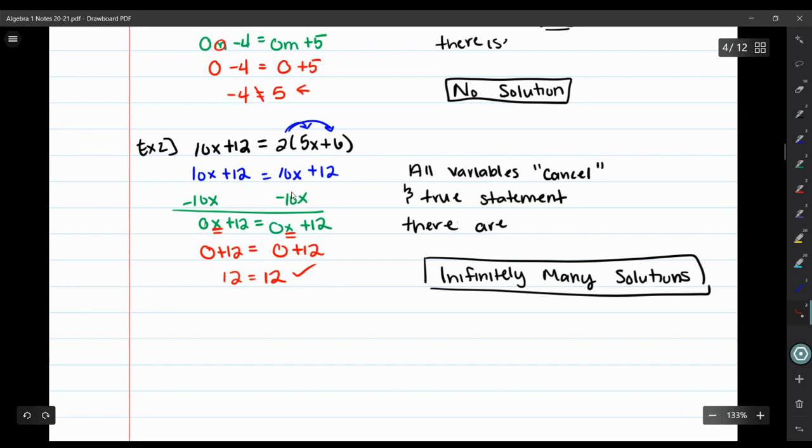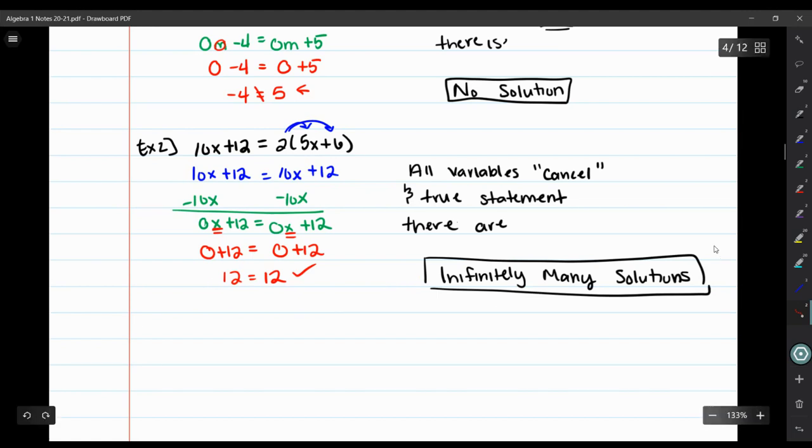We could keep doing this forever and ever. Every value of x we try, we will get a true statement because the left and the right are equal to each other, no matter what x is. Which is why we say there's infinitely many solutions, because there's infinite numbers of x that I could use and make this equation true, no matter what.